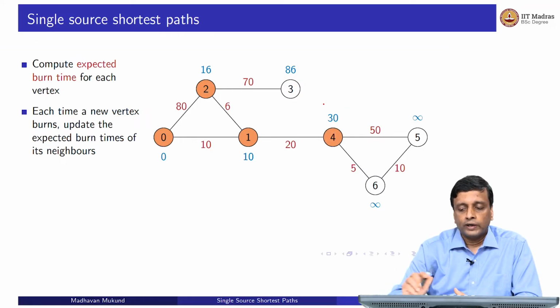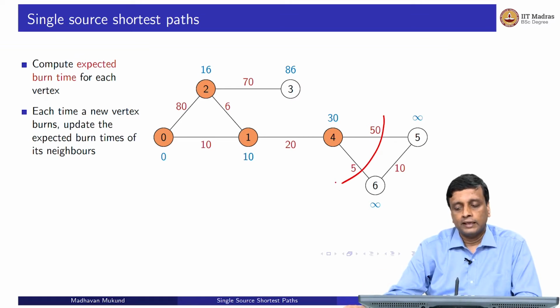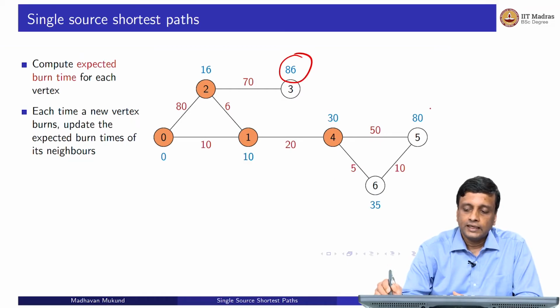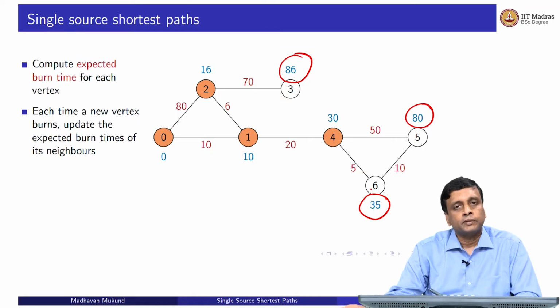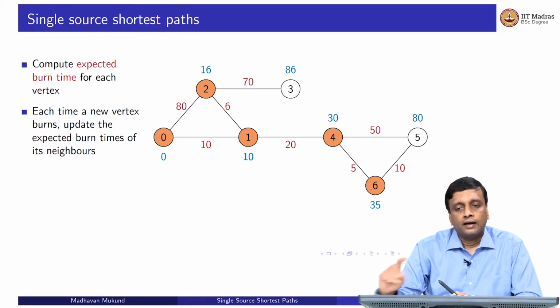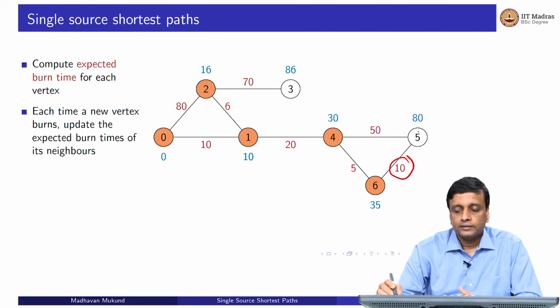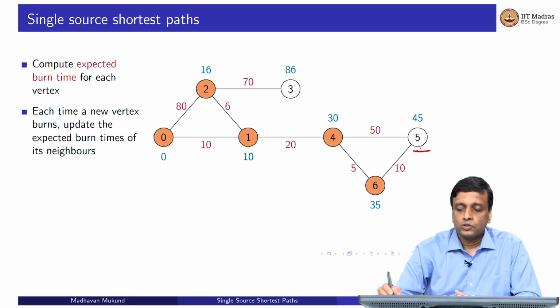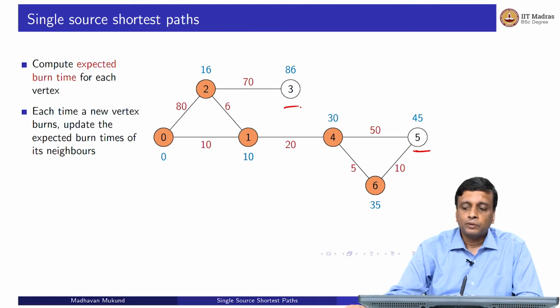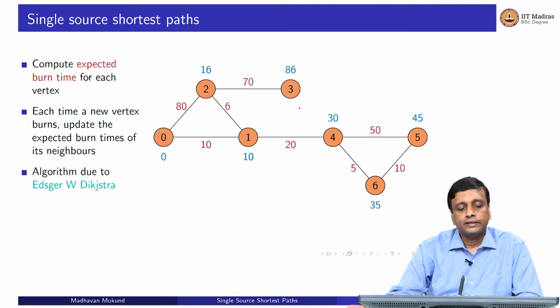And now I have to look at the new things that I learned from that. From this I learned that vertex 5 will burn at time 80 and vertex 6 will burn at time 35. So now all my unburned vertices have a finite estimate. The smallest estimate among those is going to be the one that will burn next. So I burn vertex 6 at 35, and with this I get a new update saying this is not 80 but 45. So now I am left with these two. I burn the one at 45 and finally I burn the one at 86.